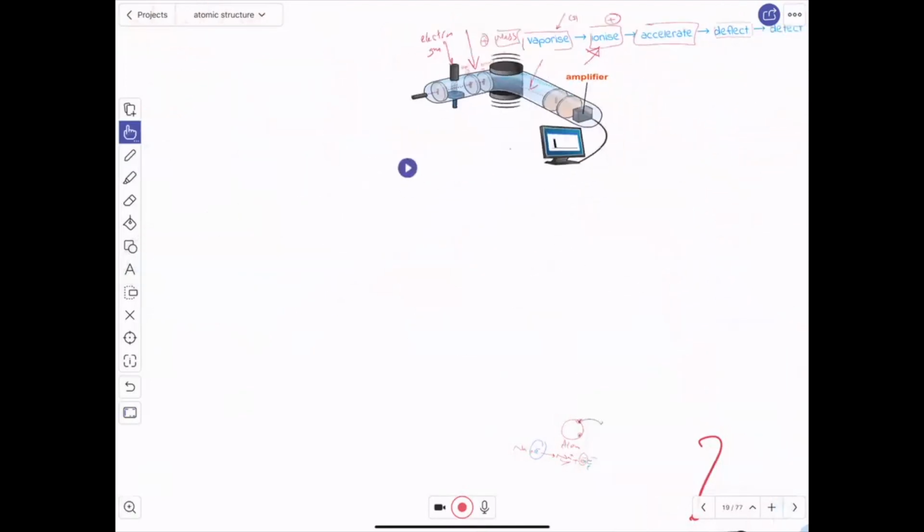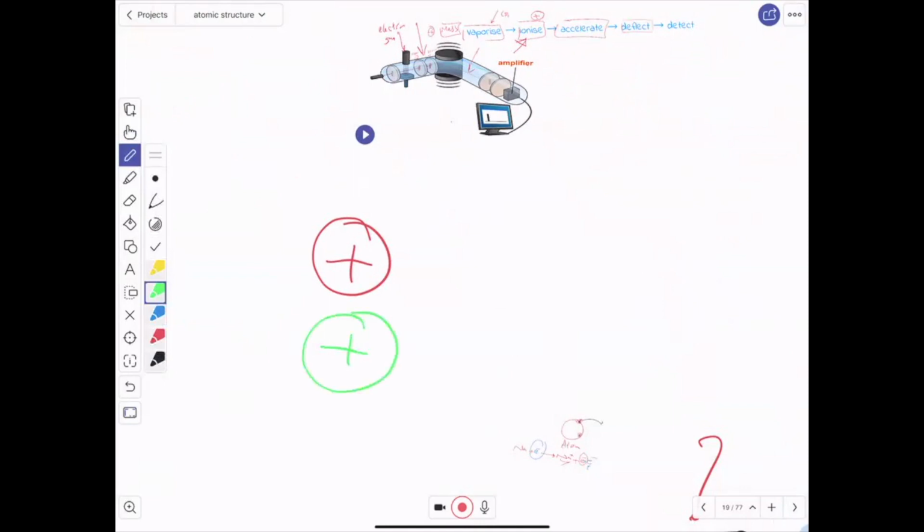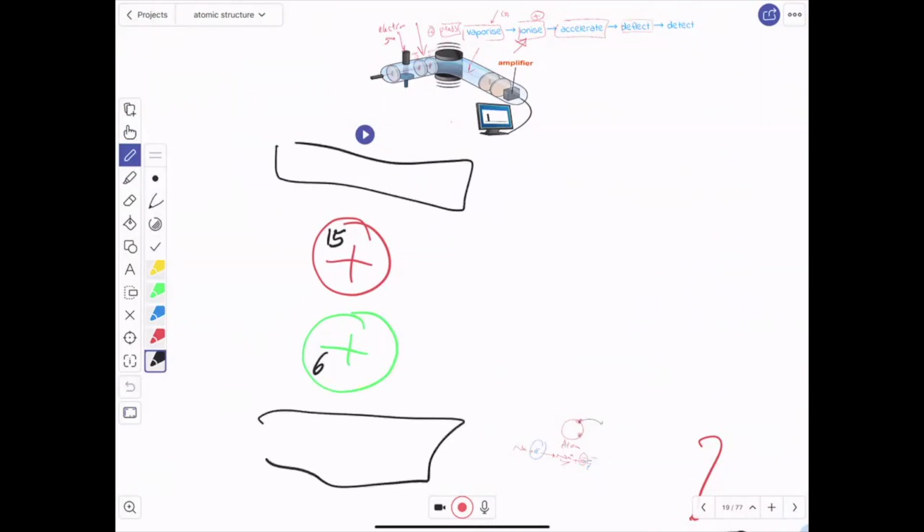I'll give you an example here. If I have two samples, one of them is red and one of them is green, all right? Both have identical charges. The mass of red is 15 and the mass of green is 6, all right? And I'm running these into a magnet like this, okay? Now imagine these are two cars, okay? This is red car, this is green car.